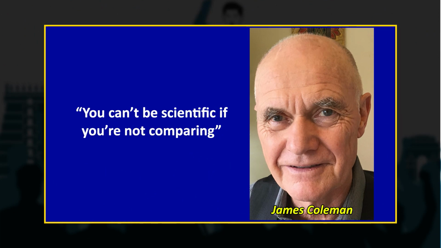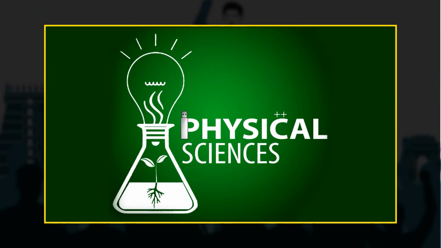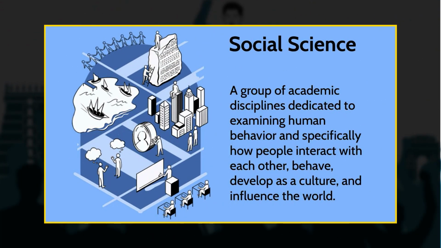The American political scientist James Coleman, for example, often reminded his students that, I quote, "You cannot be scientific if you are not comparing," unquote. Guy Swanson similarly emphasized that it was unthinkable to think of scientific thought and all scientific research without comparisons. Whereas in physical sciences, comparisons can be done in laboratories under carefully controlled conditions, such precise experimentation is not possible in social sciences.